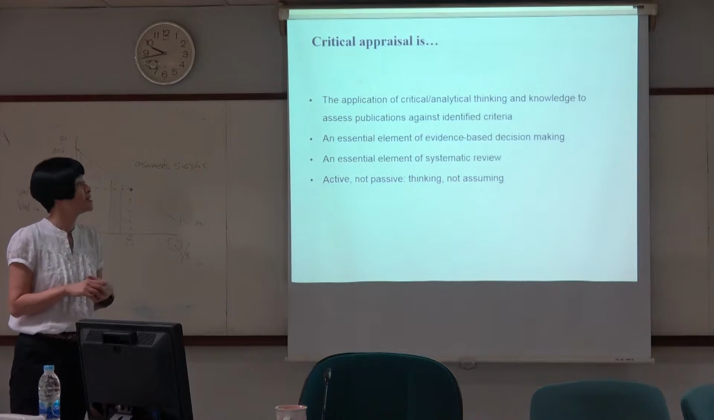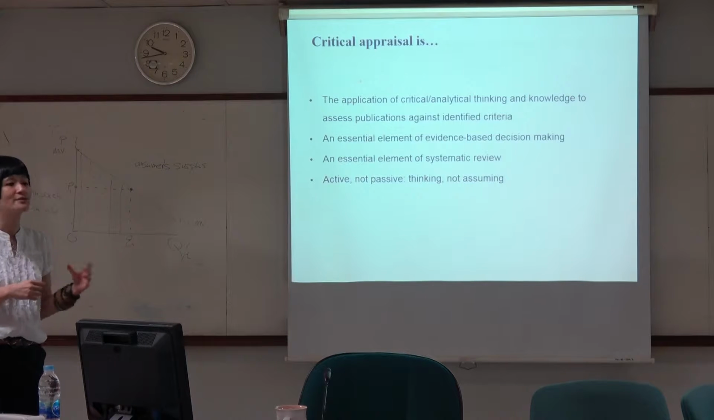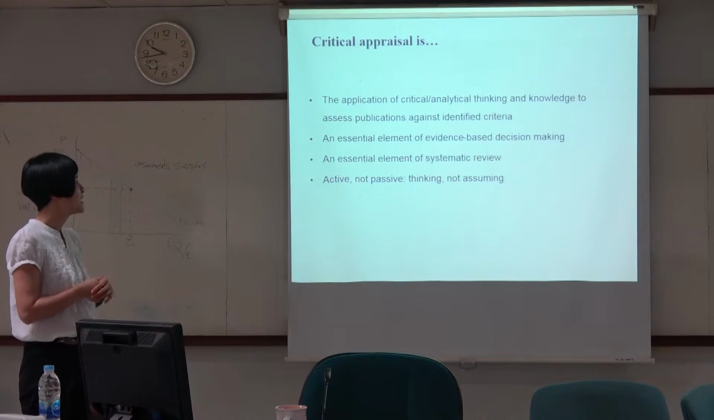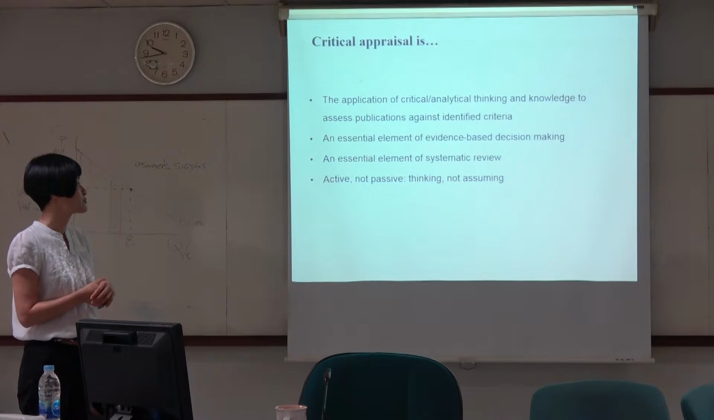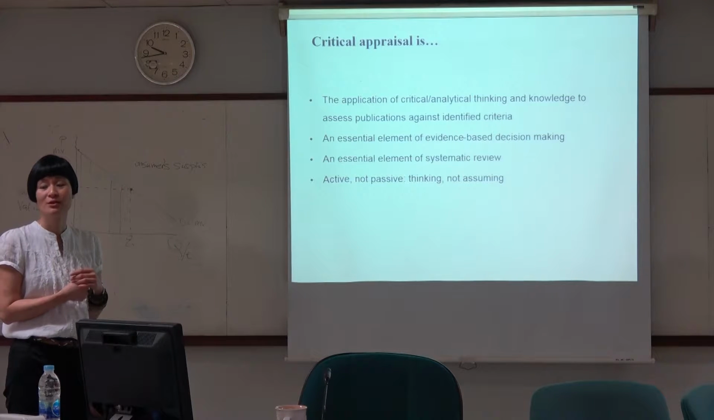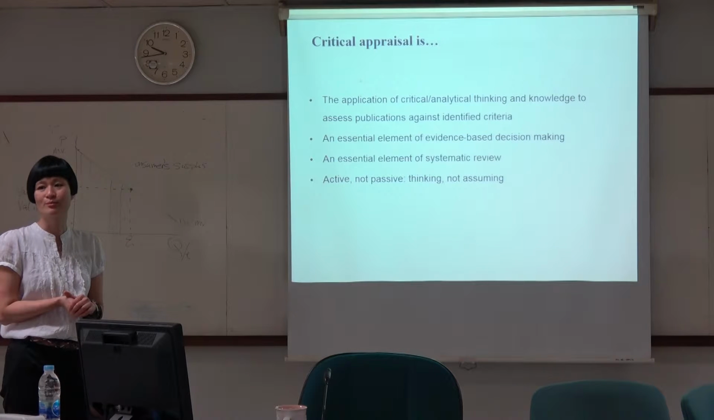It's an essential element of evidence-based decision-making. It's not just having evidence, having good quality evidence to influence your decision-making is important. And it's an essential element of systematic review. So it's active and not passive. It's thinking and not assuming. So it requires critical judgment. Judgment is really important here.